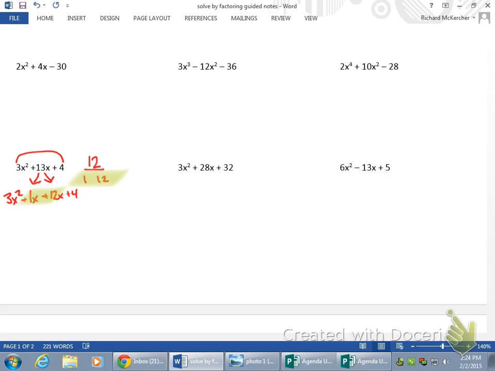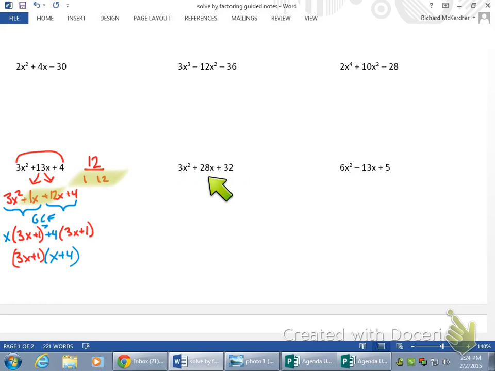I'm going to break that up. And now I'm going to look for common factors in those small groups. And what I hope happens every single time is I hope that we have a match. And I do have a match. So I have 3x plus 1 and x plus 4.